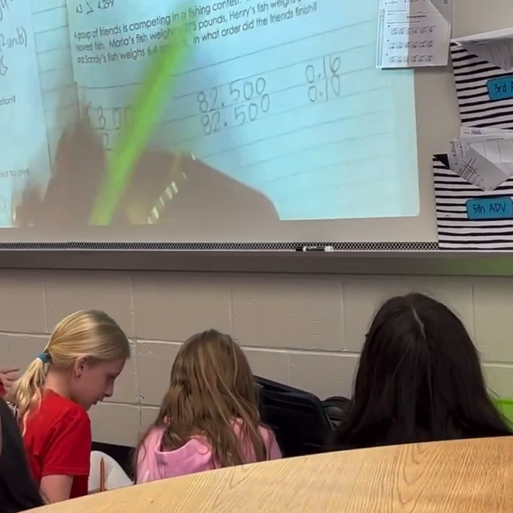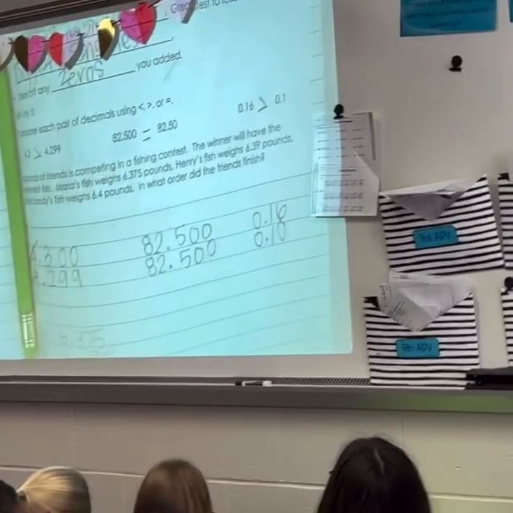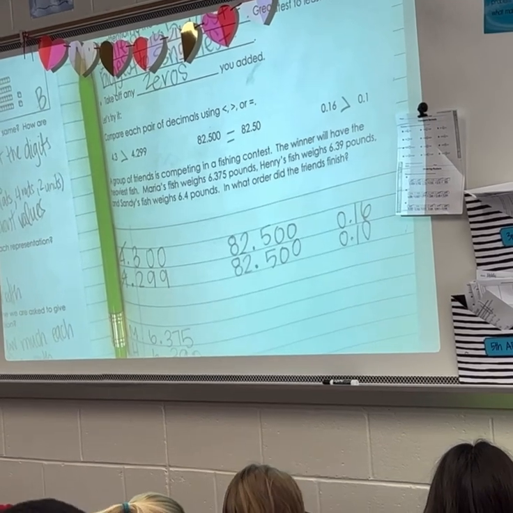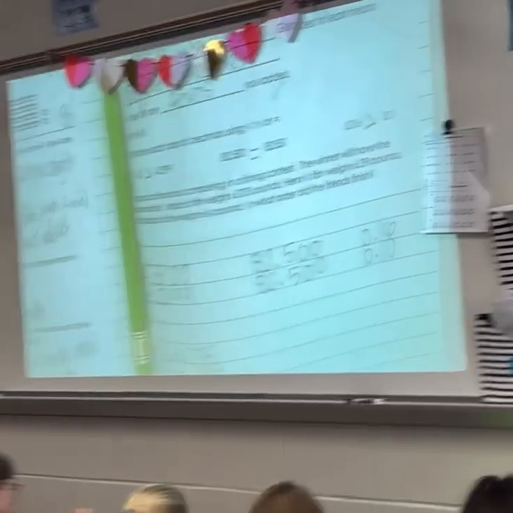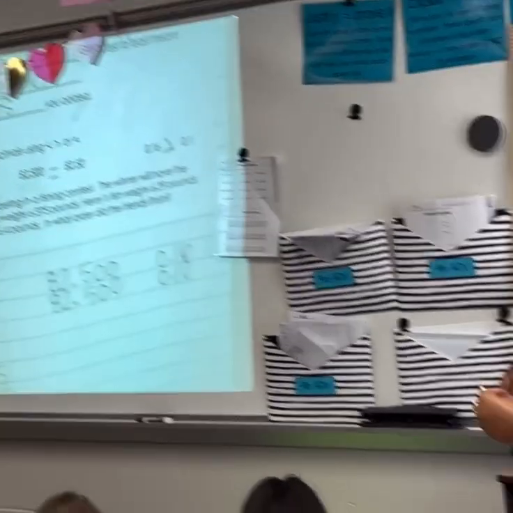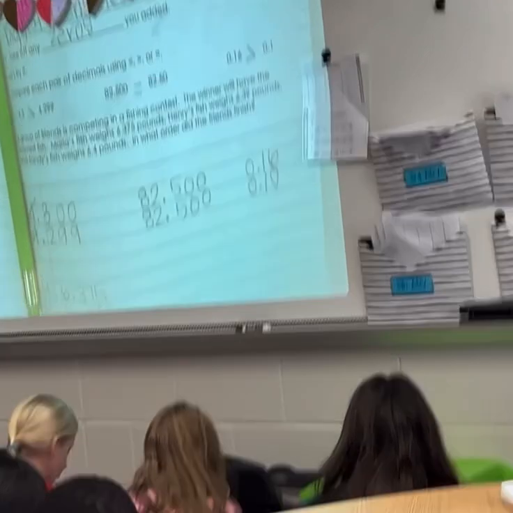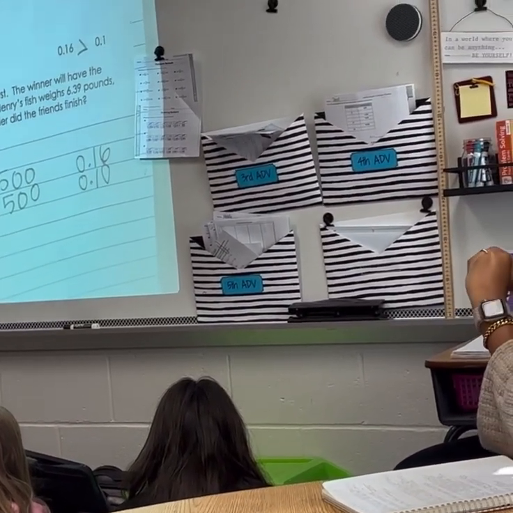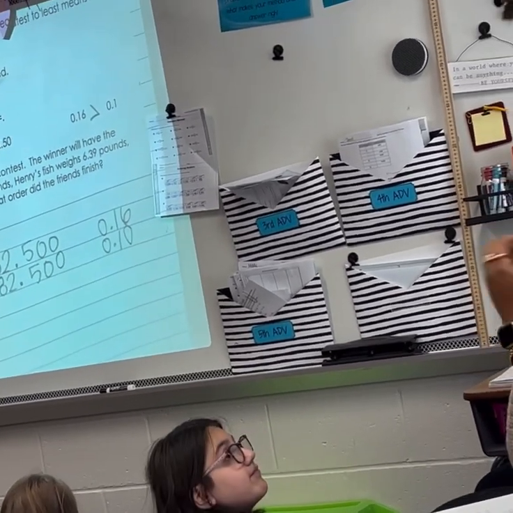Something really good that I heard was Isla saying, oh, so we're looking for what, Isla? What did you say you were looking for? We were looking for the greatest to the least. I like how Isla pointed that out because sometimes that's not what we're looking for. When you have a problem with decimals and maybe you're looking for the smallest, can you think of a time where you would want the smallest?